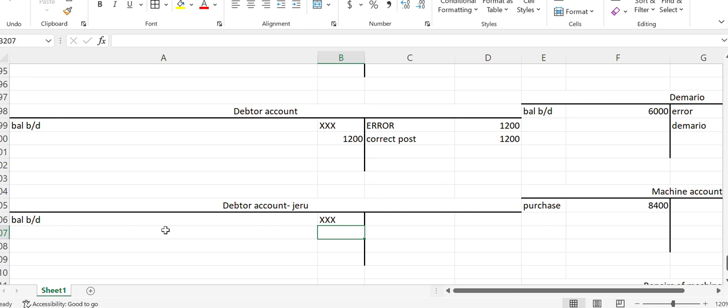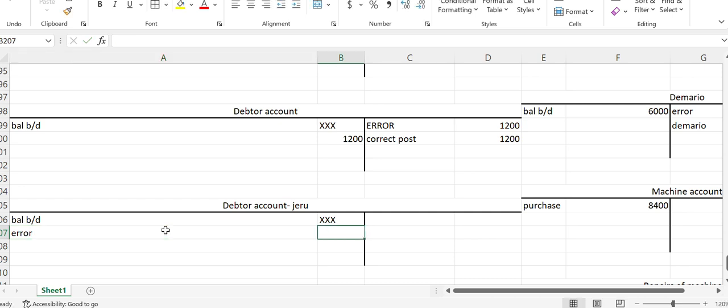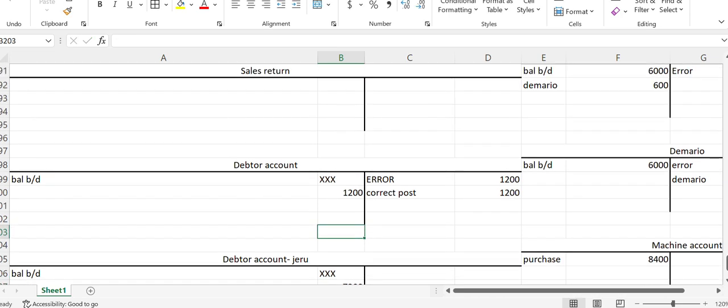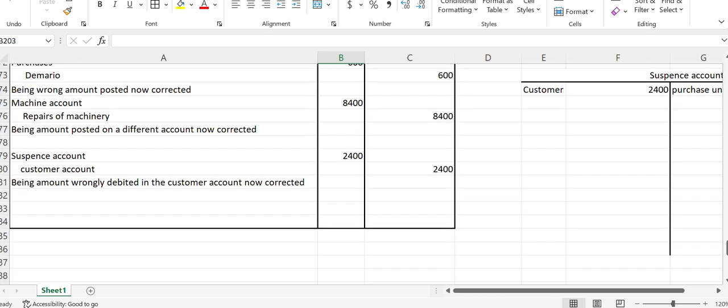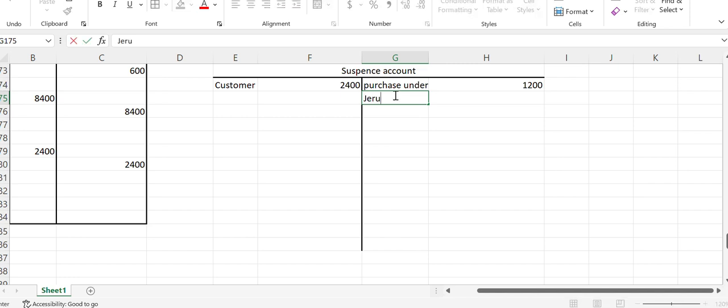As an accountant, how do you correct that error? You simply record it here, you post it. So this one was an error, it was omitted. Jeru is supposed to pay more, 7,200. So if you come to the suspense account, you are going to credit the suspense account, because the error was corrected by debiting the Jeru account, 7,200.